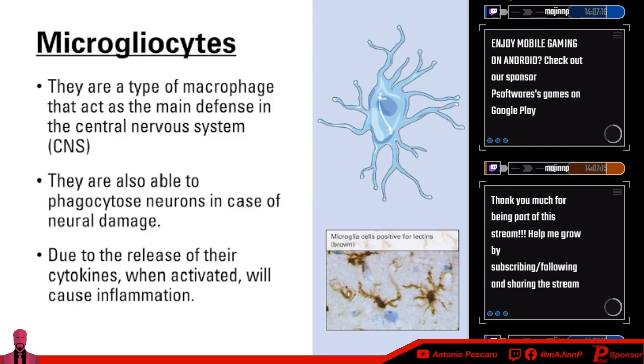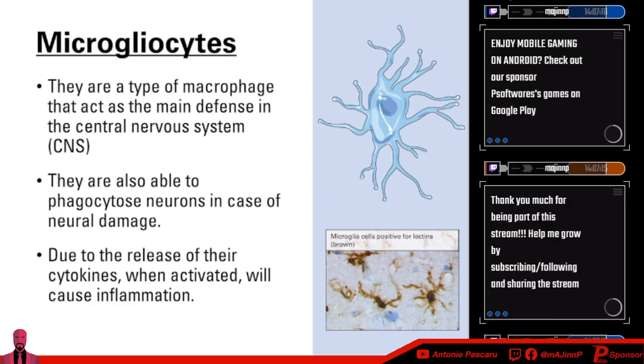Like I said, they're very close to what a macrophage does. And an interesting fact is that they also have the ability of a macrophage, meaning that they are able to phagocytose neurons in case of neural damage. So for example, neuron necrosis, which is a horrible thing that happens, is the destruction of a neuron. Basically, if the neuron spews its insides, its cytoplasm, outside of itself, that's pretty toxic.